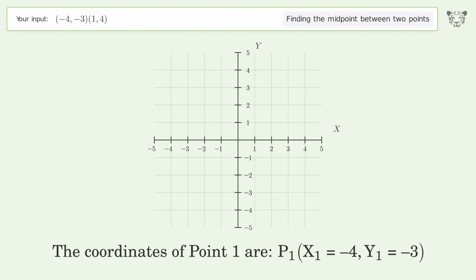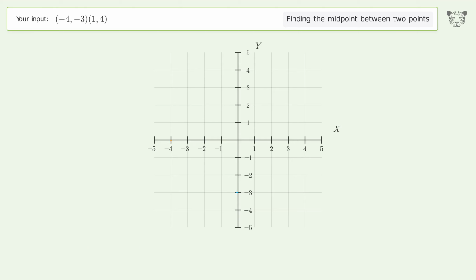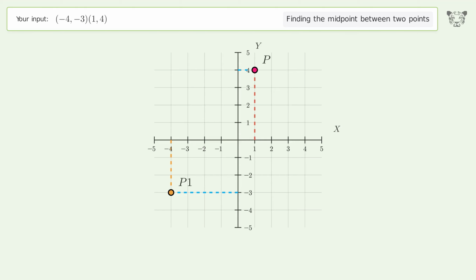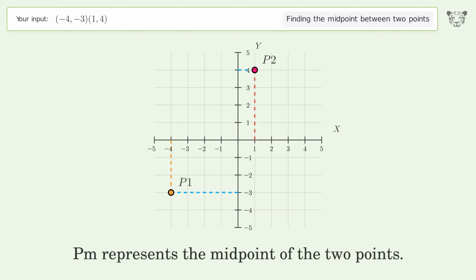The coordinates of point 1 are x1 equals negative 4, y1 equals negative 3. The coordinates of point 2 are x2 equals 1, y2 equals 4. PM represents the midpoint of the 2 points.